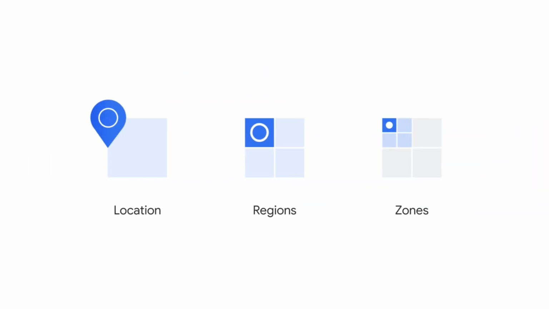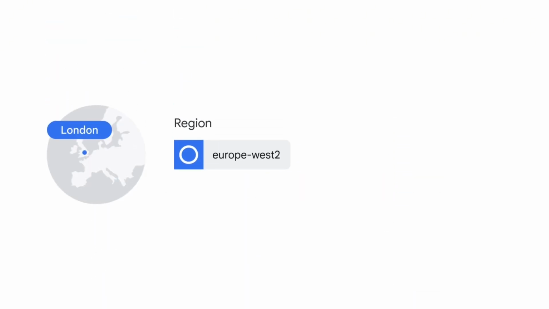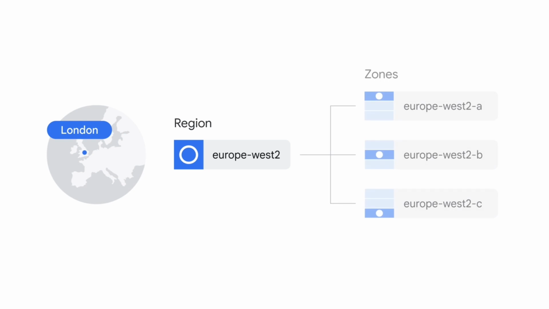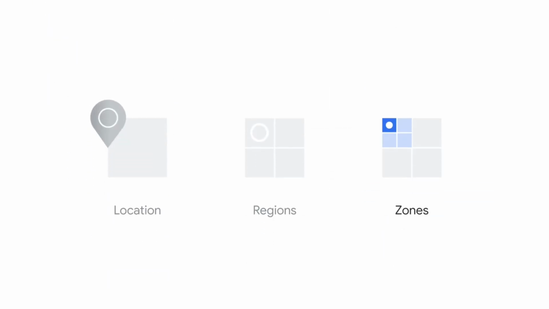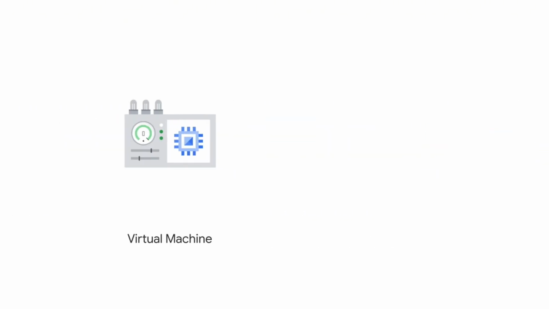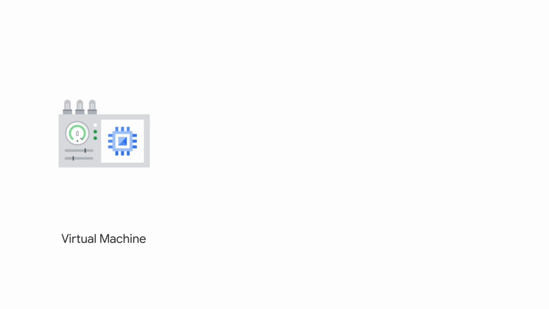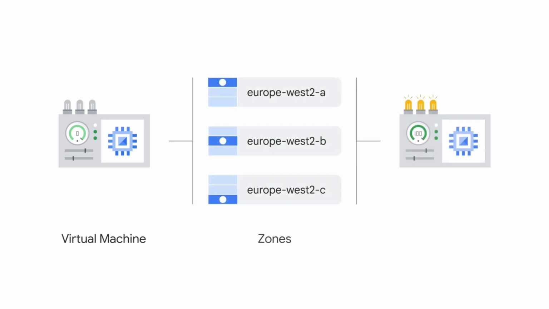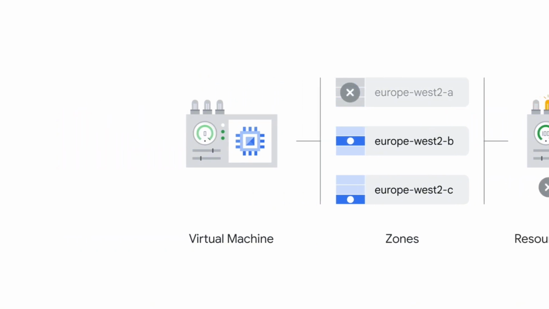Each of these locations is divided into several different regions and zones. Regions represent independent geographic areas and are composed of zones. For example, London, or Europe West 2, is a region that currently comprises 3 different zones. A zone is an area where Google Cloud resources are deployed. For example, if you use Compute Engine to launch a virtual machine, it will run in the zone that you specify to ensure resource redundancy.